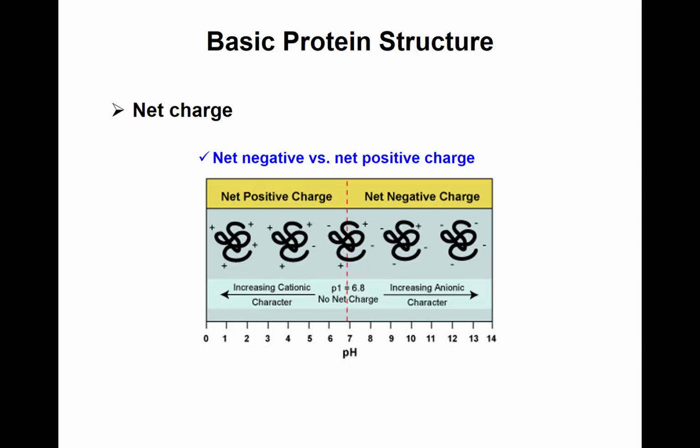So at the pI, or the isoelectric point of a particular protein, and each protein has a different isoelectric point, you have a net charge of 0. So if you add up all the charges, all the pluses and all the minuses at that particular pH, you'll end up with 0. That's when the protein is least soluble, at its isoelectric point, because you don't have a net charge.